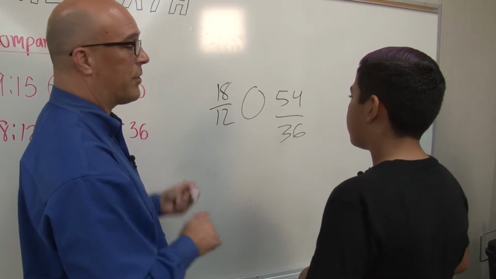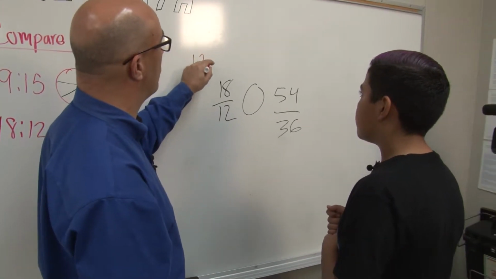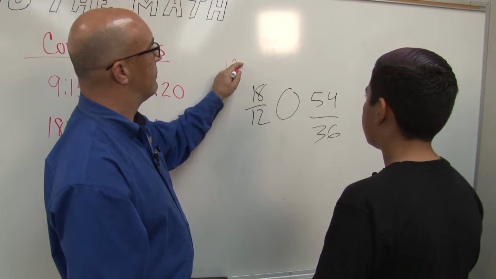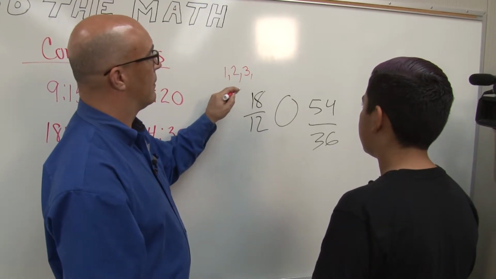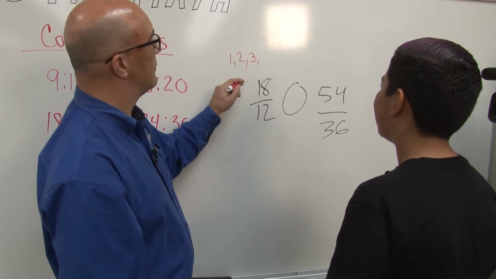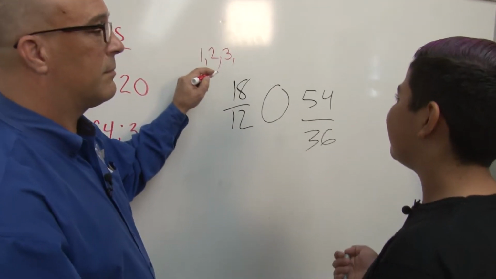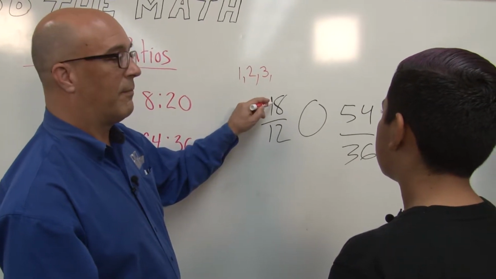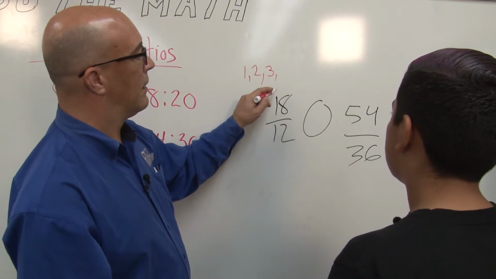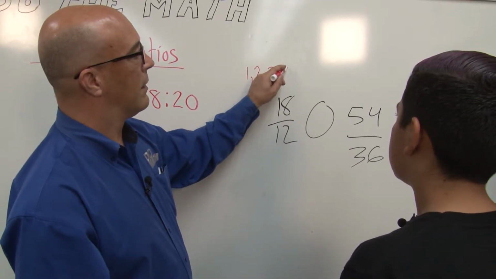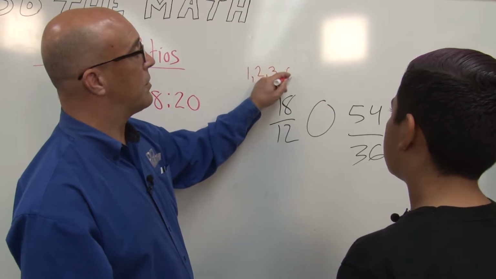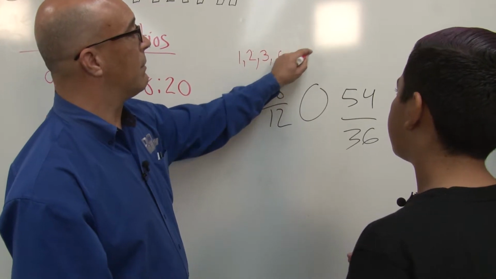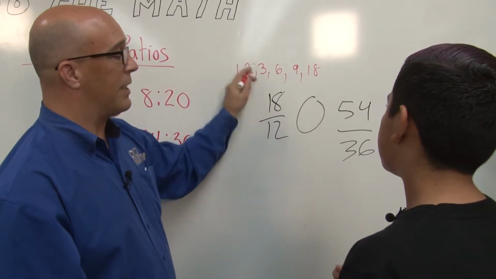Like what will go into 18, first of all? We know 1 will, we know 2 will. And 3. Yes. 4? No, 4 won't. 5? No. Because 3 times what is 18? 3 times 6. Yes. 2 times what? 2 times 9. Okay, and then we have 18. All right, so those are all the factors of 18.